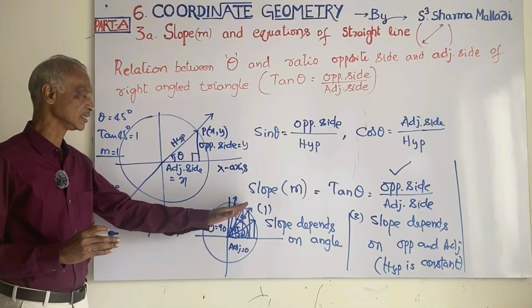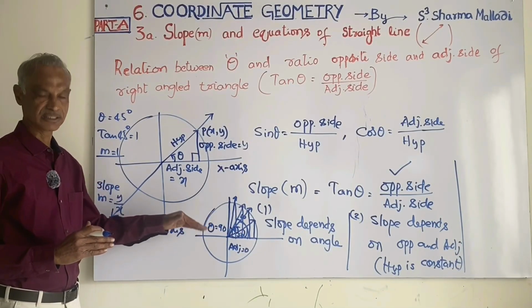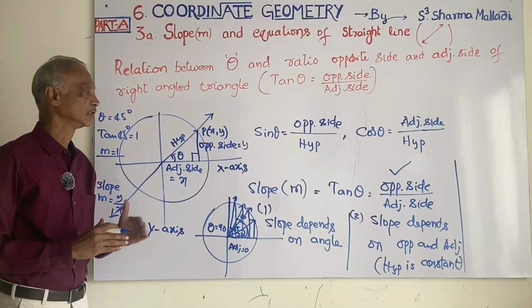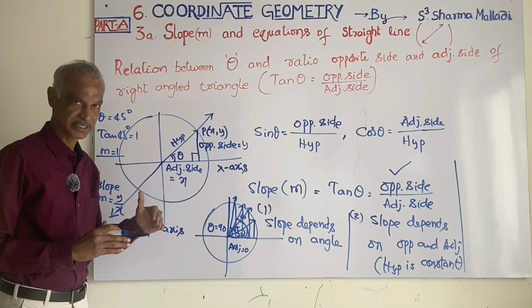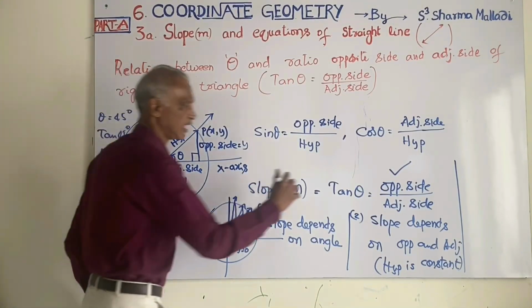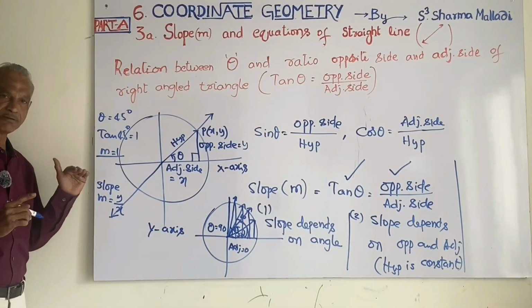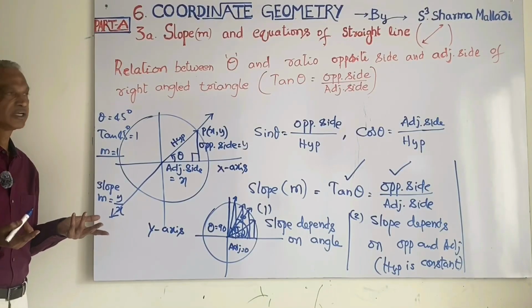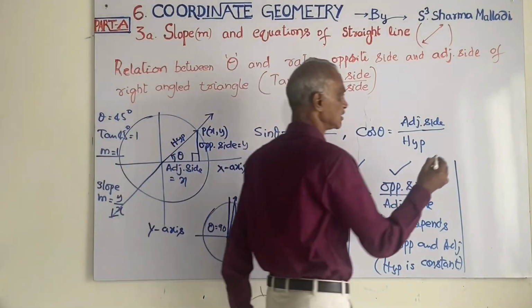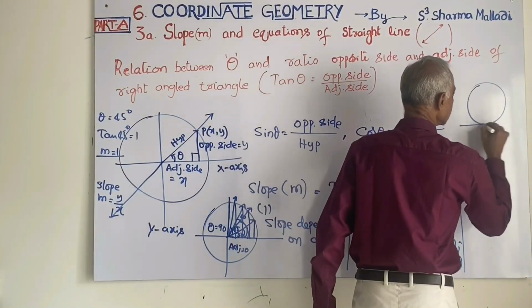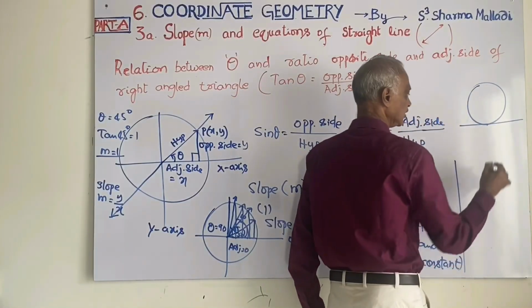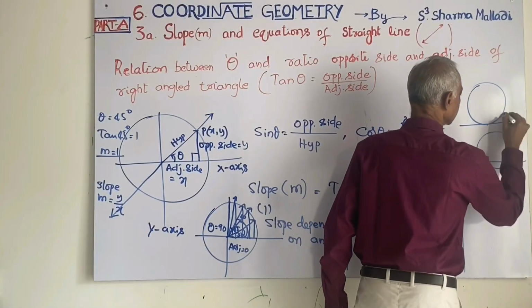The hypotenuse is constant, while the opposite side and adjacent side are changing. If the opposite side is increasing, the adjacent side is decreasing. That's why slope depends on the opposite side and adjacent side, and slope depends on the angle. That's why I have taken tan theta. Tan is a name, tangent. You should know what a tangent is. If you take a circle, this is a tangent and this is a secant.